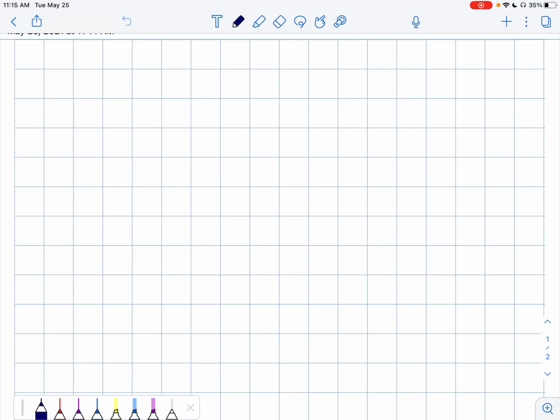So let's say we wanted to divide 5,593 by 27. Okay, so our dividend is the 5,593. Our divisor is the 27. And now we're going to go ahead and divide.